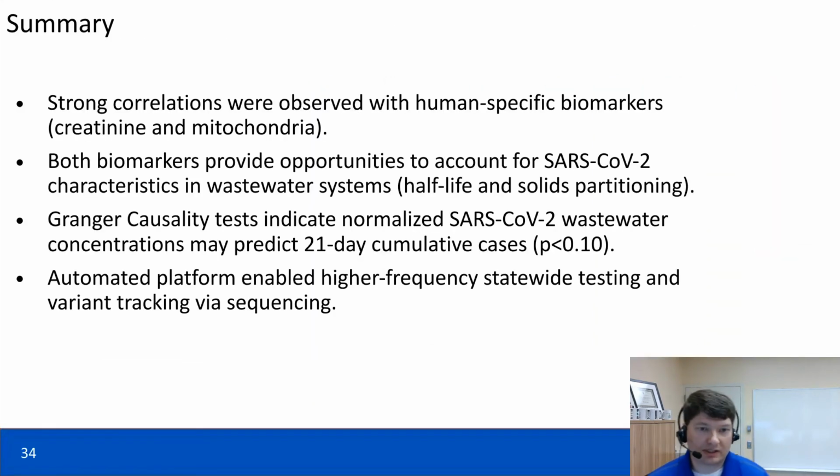So, summary from this presentation, again, from the case study, strong correlations were observed with human-specific biomarkers, creatinine and mitochondria. Both biomarkers provide opportunities to account for SARS-CoV-2 characteristics in that wastewater system, so either half-life or solids partitioning. Again, Granger causality tests indicate normalized SARS-CoV-2 wastewater concentrations may predict our 21-day cumulative cases. And then for us, the automated platform enabled higher frequency statewide testing and variant tracking via sequencing.